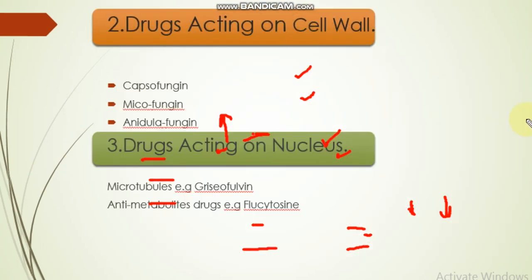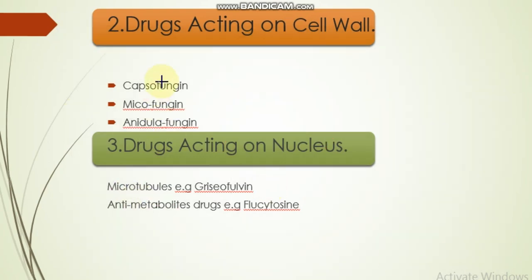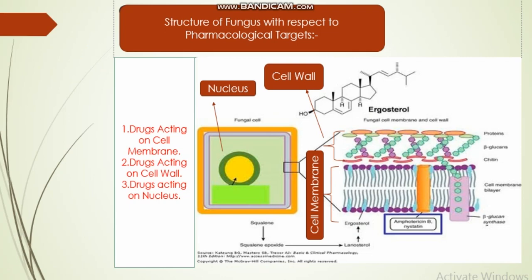The second class of the antifungal drugs is drugs acting on the cell wall. An example is caspofungin, micafungin, and anidulafungin, and all these drugs act on the cell wall of the fungi. So in the structure of fungi, we will discuss the cell wall of the fungi.